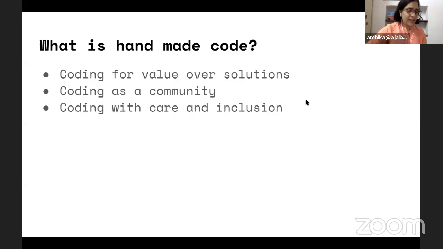So at this point, I just wanted to see how we could map the ideas that were spoken of in terms of craft onto the ideas of coding, because typically we always think of coding and computation as being very industrial. And these are some of the things that are coming to my mind. I urge others also to reflect on it a bit, like coding for value over solutions, coding as a community, which is very strong. And shout out to all of the people who've helped me get to this place. And coding with care and inclusion. So of course, I think these resonate well with everybody here.